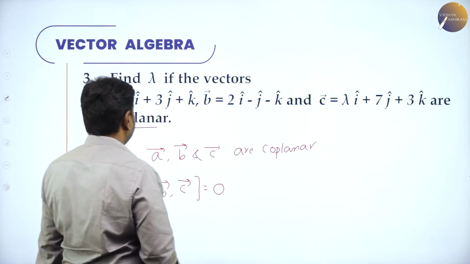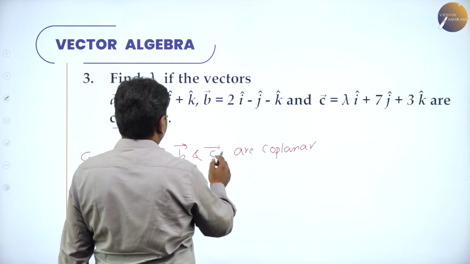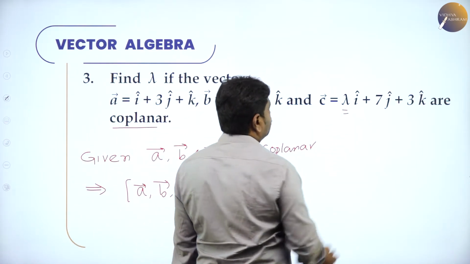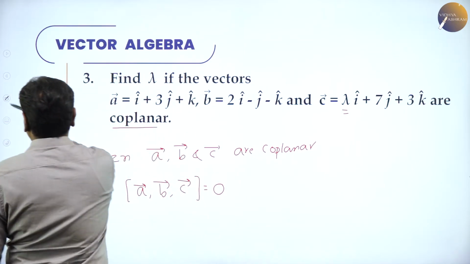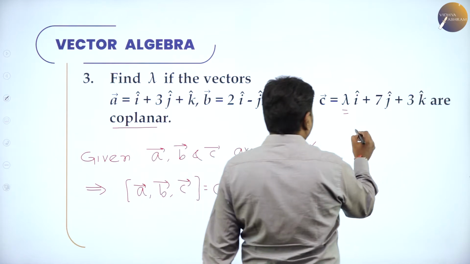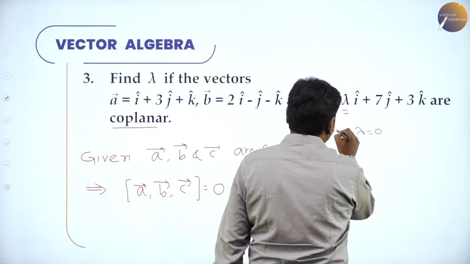So we got the value of lambda. They want you to find the value of lambda. In the place of lambda we'll get what? 0. So this is 0. So let us just verify. Verification is not required, but put lambda equal to 0 and expand.